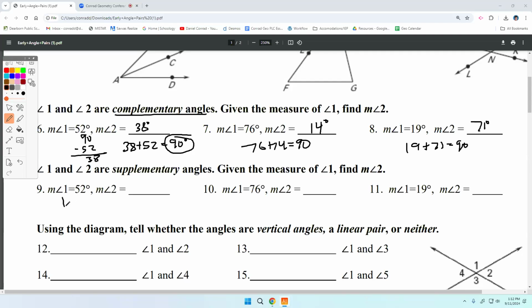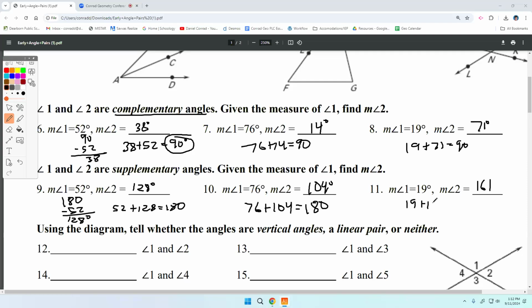If angle 1 is 52, 180 minus 52 is 128. So 52 plus 128 equals 180. That's what makes them supplementary. They add up to 180. So over here, we would want to have 104. Right, 76 plus 104 equals 180. And then over here, we would have 161. 19 plus 161 is going to be 180 degrees. So complementary angles, it could be two or more, add up to 90. Supplementary, add up to 180.